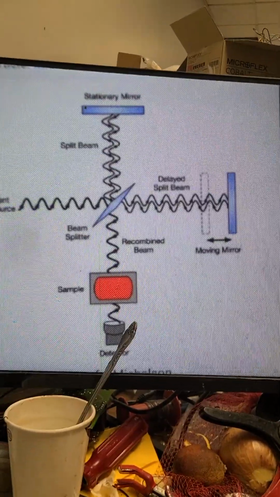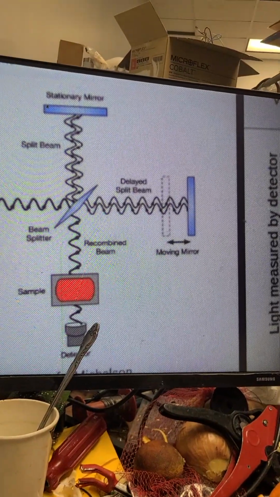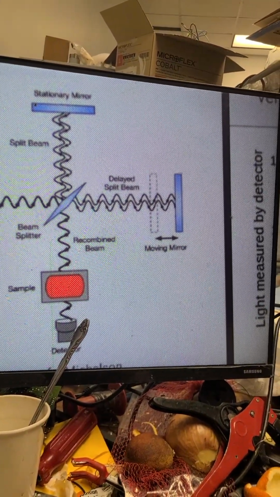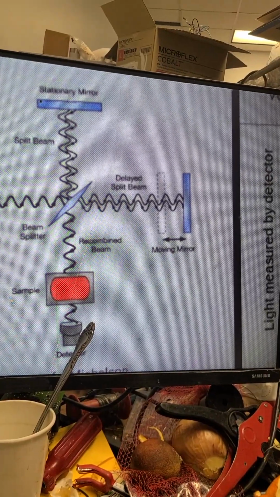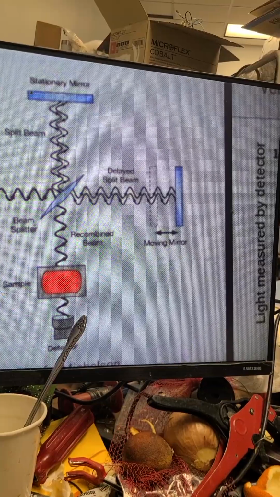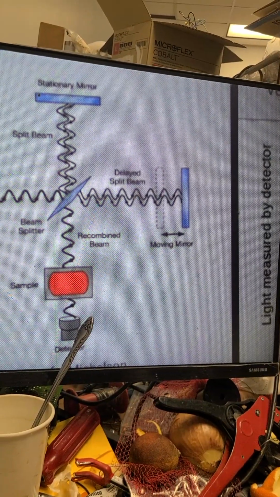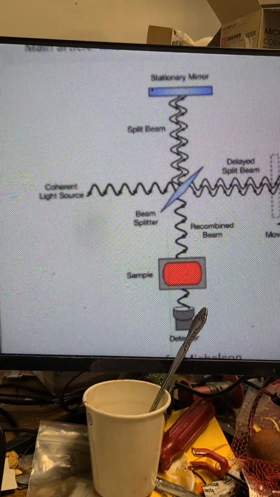Hello, ladies and gentlemen. Today, we're going to study the Fourier transform infrared spectrophotometer, referencing the Wikipedia article on FTIR. Here's a picture of a Michelson interferometer.